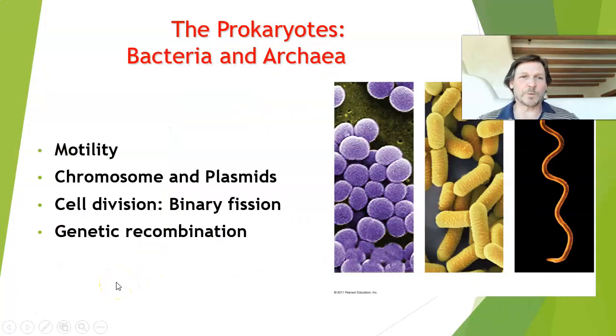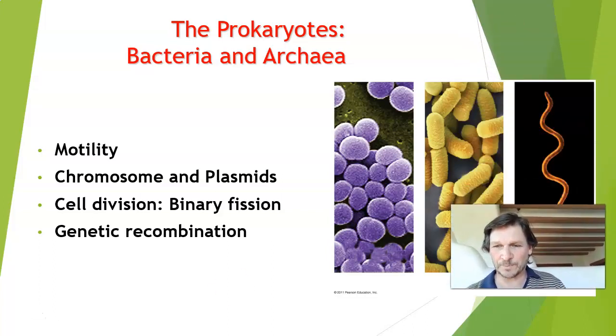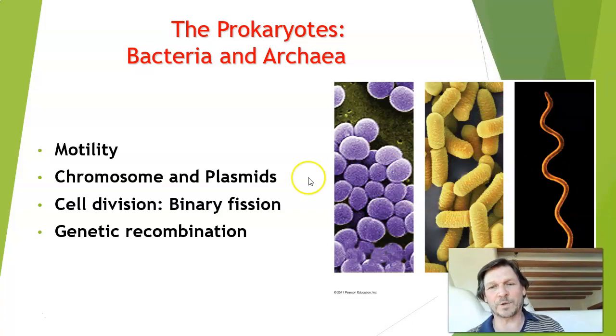Okay, so I'm going over motility, chromosomes, plasmids, cell division, genetic recombination. There are three different ways to do genetic recombination when we get to it. Viewing back up here, we have a view of the structure. We have three basic cell shapes in the bacteria, and that would be round, the coccus, the bacillus, and the spiral.